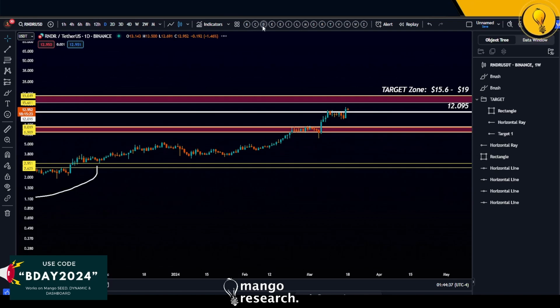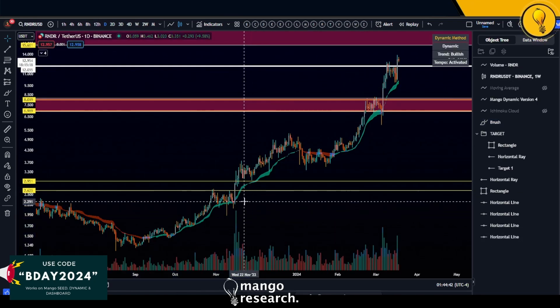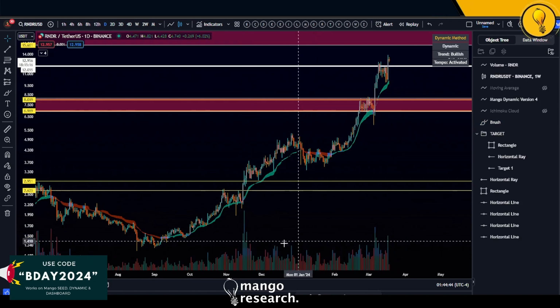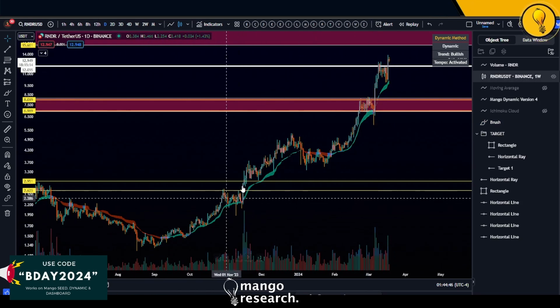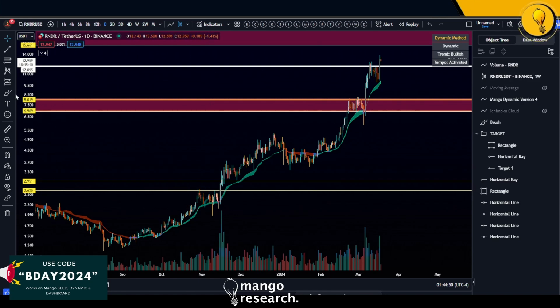Get into the daily time frame, put on the Mango dynamic indicator. For those of you who have access to the dynamic indicator, notice how ever since Render reversed from its bear market phase, we've just been trending on dynamic support on the daily time frame.